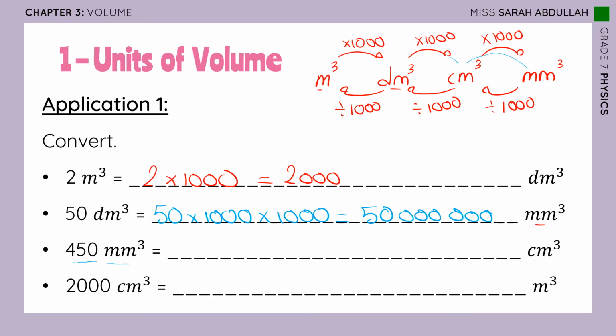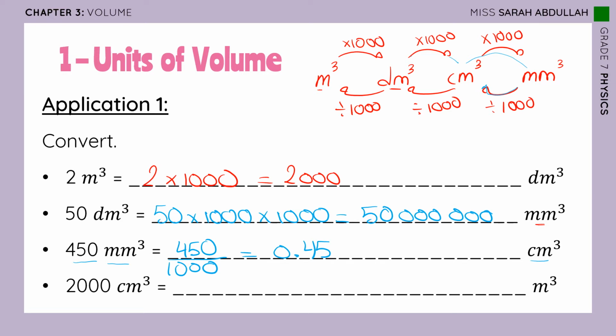And we have here 450 millimeter cube equals how many centimeter cube? So from millimeter to centimeter, I'm taking only one step, so I divide by 1,000. So it is 450 divided by 1,000, and the answer is 0.45 centimeter cube.